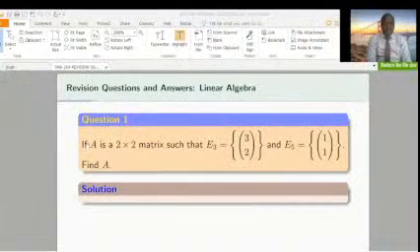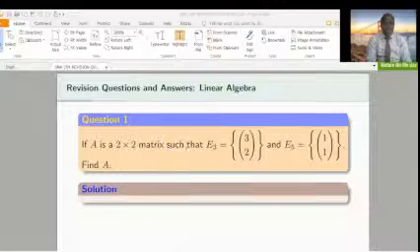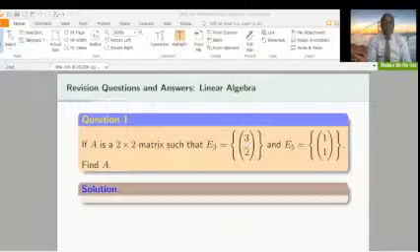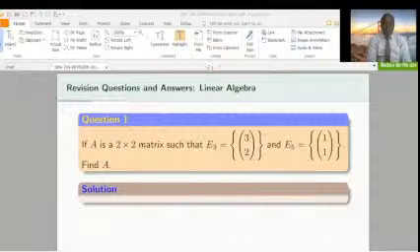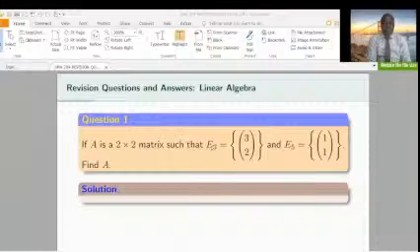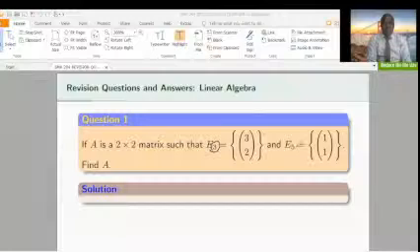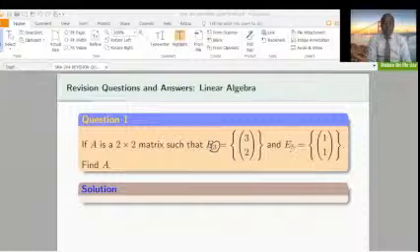The first question is, if A is a 2 by 2 matrix such that the null space corresponding to the eigenvalue 3 is (3, 2). This is the eigenvalue here. 3 is the eigenvalue. And the null space corresponding to the eigenvalue 5 is (1, 1). Find A.